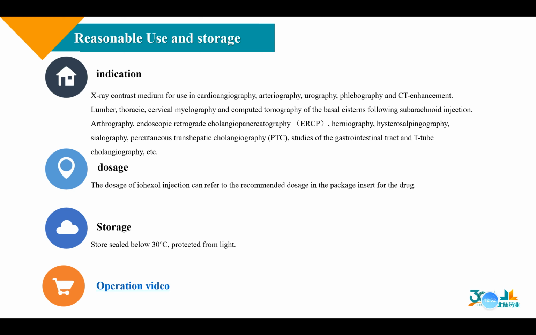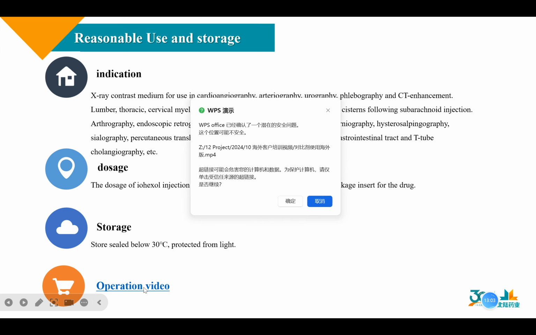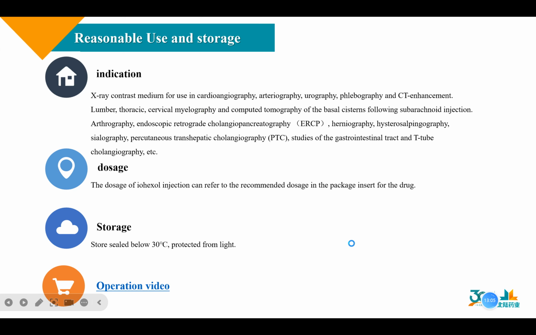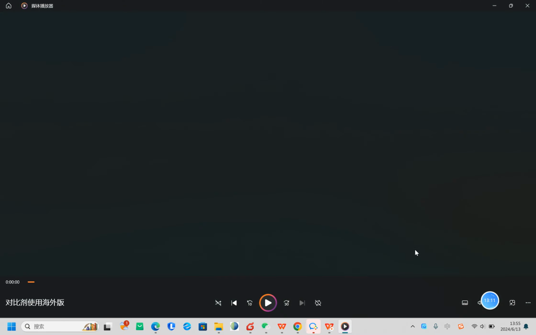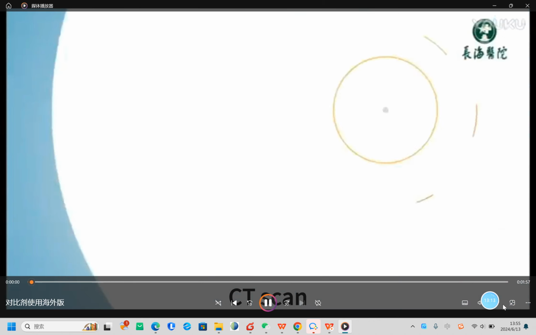A video of a hospital in China can be referred to for more specific operations. Let's show it together. Scan.